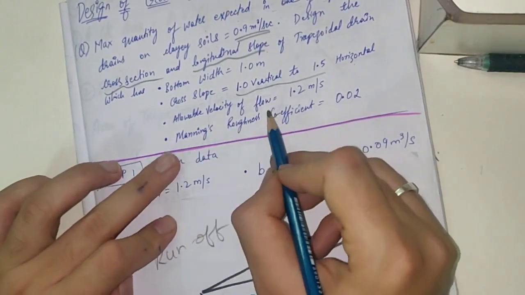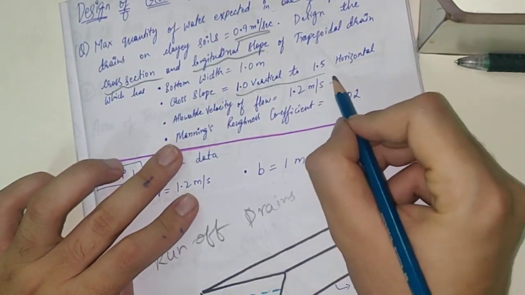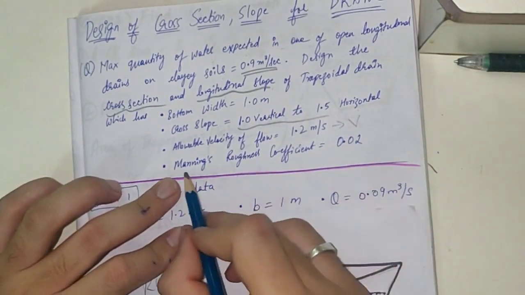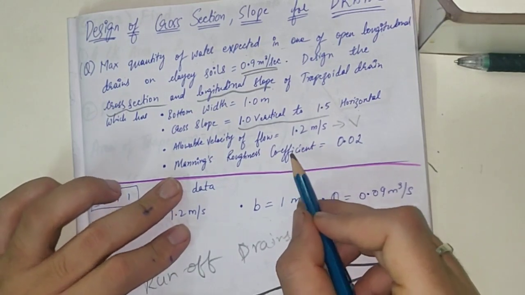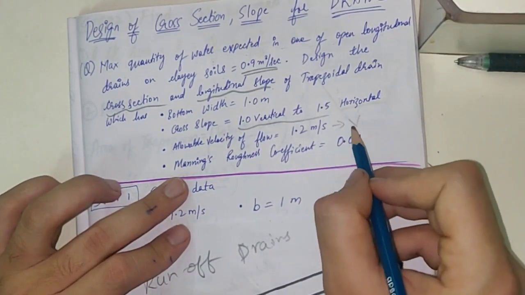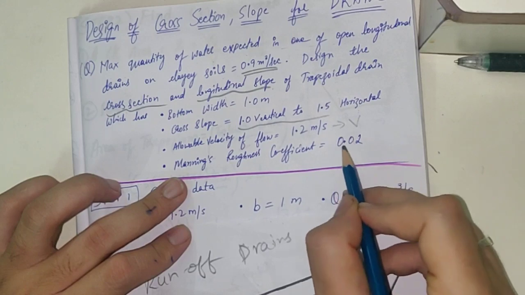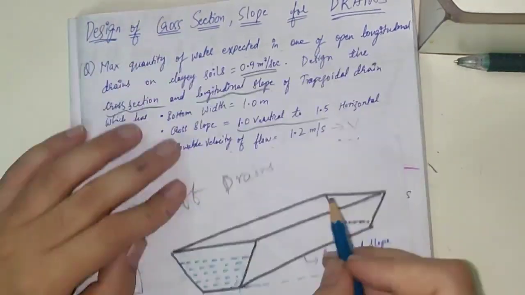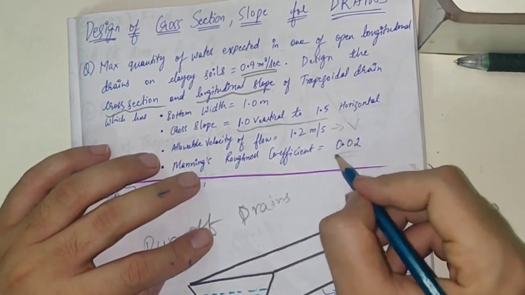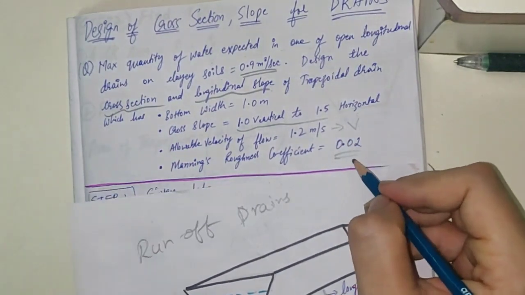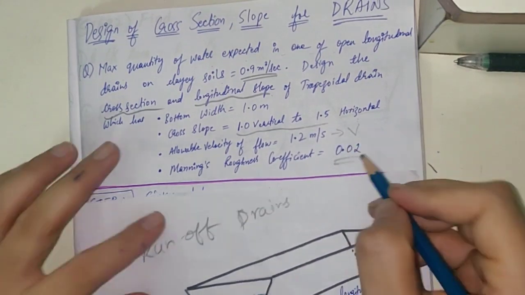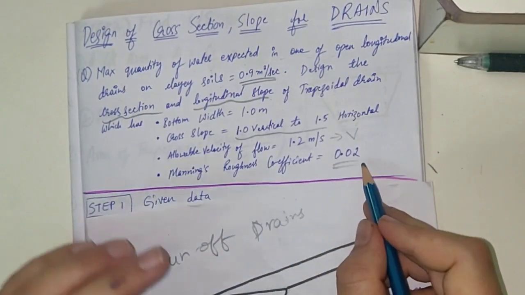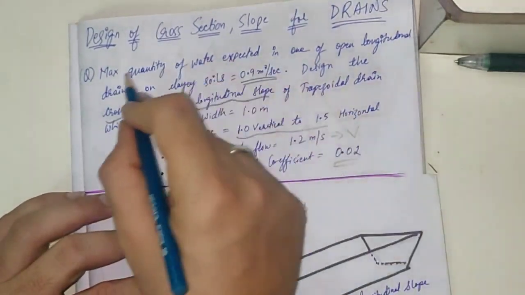Then allowable velocity of flow. What is this velocity of flow? It means V, velocity, the speed of water. Then Manning's formula. We generally use Manning's formula to find V, the velocity, but here V is already given, and Manning's coefficient, which is the surface roughness coefficient, is given as 0.02. This is based on which material? Earth material, concrete material. Whatever material it is made of, the roughness of that is the Manning's roughness coefficient. Okay, so this is the given data.